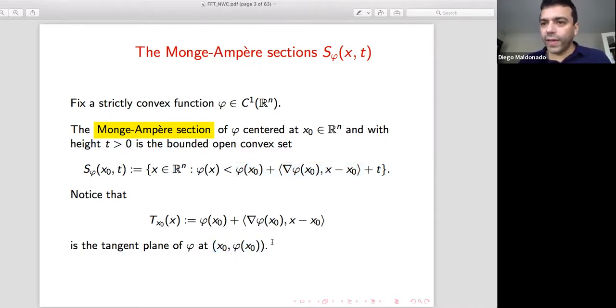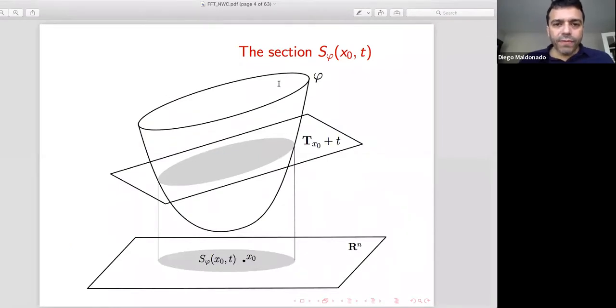So here's the picture for the section. This is the graph of phi. This is the arbitrary point x0 in Rn. Then you look at the tangent plane T_x0, and you lift that plane by t units, so it's not tangent anymore. Now it's a secant plane. I chop the graph like this, and then this part we project down to Rn. So this open convex bounded set is what we call a Monge-Ampere section of the function phi.